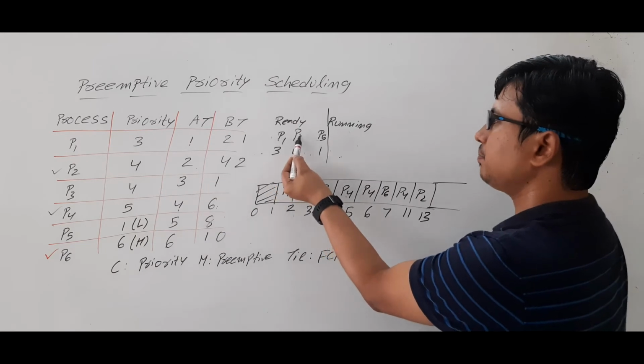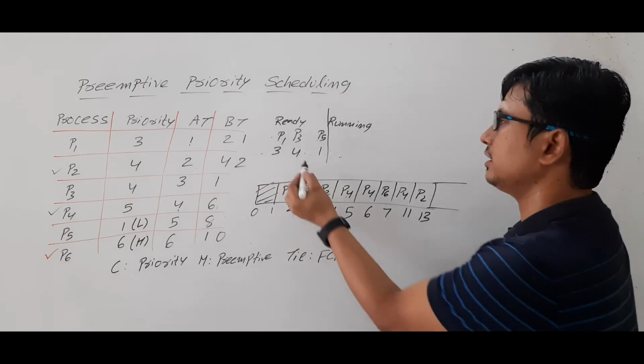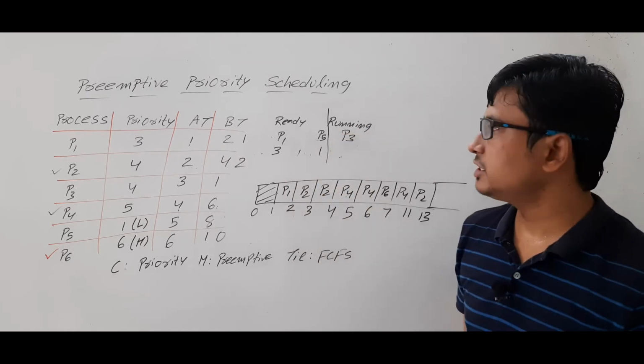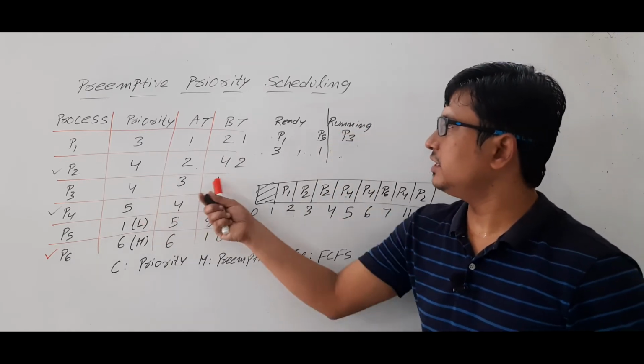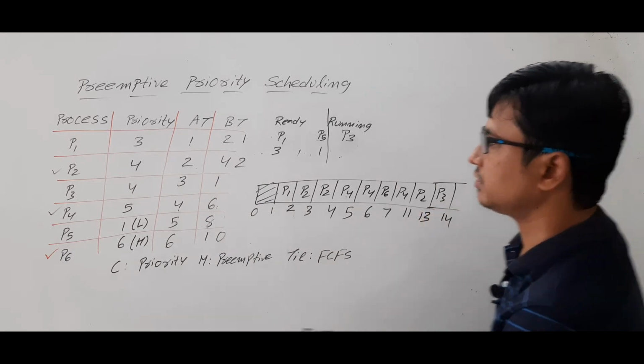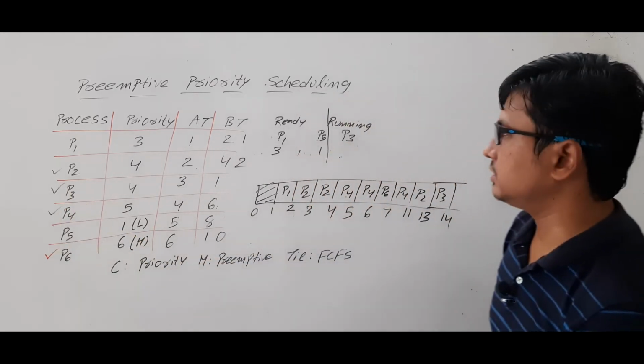Now among P1, P3, P5, which has the highest priority? P3 has the highest priority. Okay, so it will dispatch P3, and P3 needs 1 unit of time. So we will complete it by the 14th unit of time, and it will go to the terminated state.